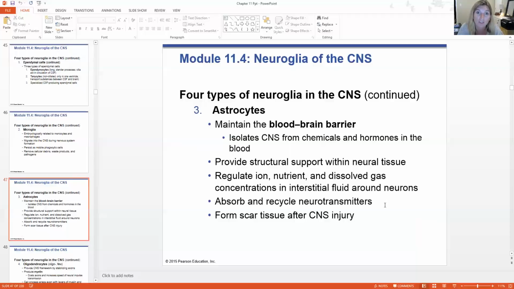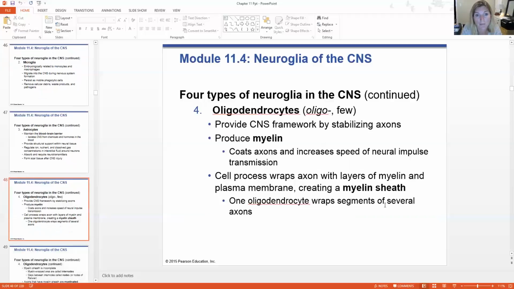But these astrocytes are the cells that help maintain that boundary. They basically provide structural support for the neural tissue. They regulate ion and nutrient and waste product levels, and they absorb and recycle neurotransmitters. They also help to form the scar tissue if the central nervous system has been injured.